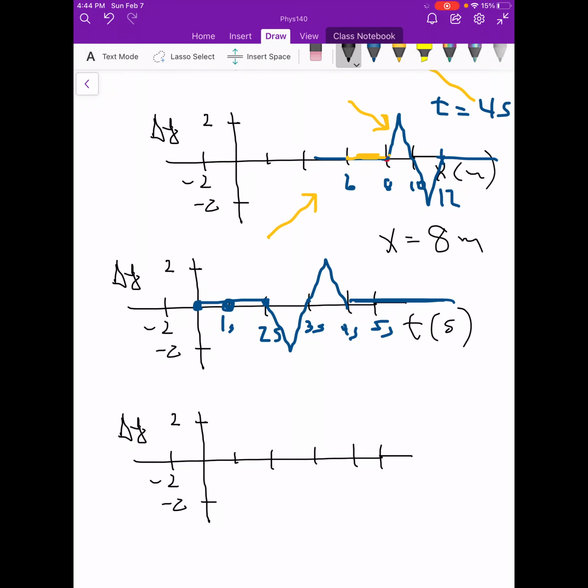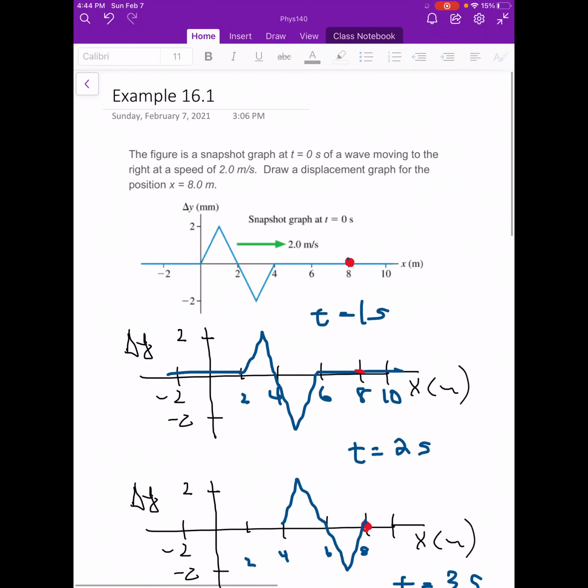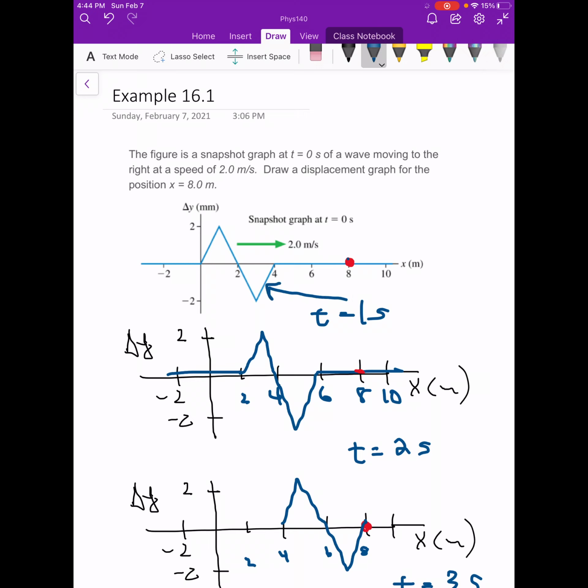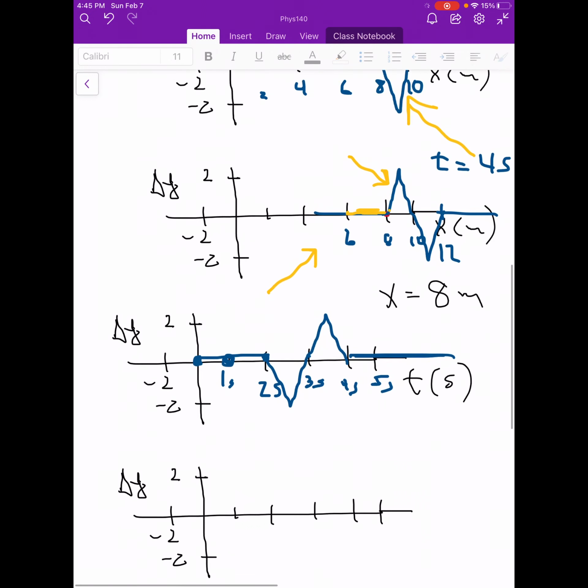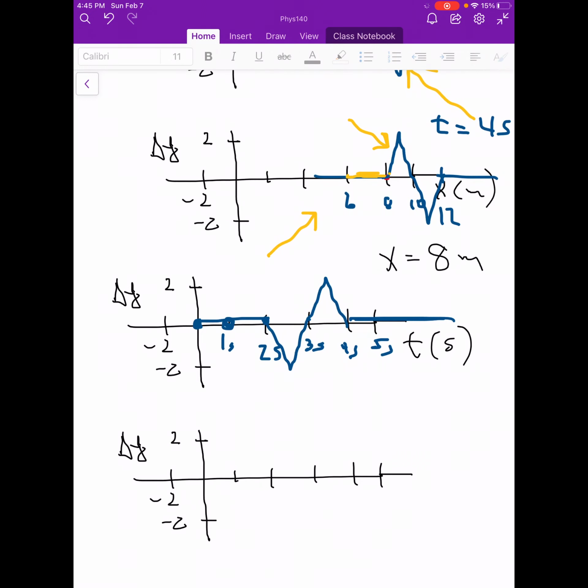And so we can notice that the shape is inverted, and that's because the leading edge, if I go back and look at my snapshot graph right here, this is my leading edge right here, and so this has got to go through 8 first before the back end does. And so since this goes through first, the bottom goes first, that's earlier in time, and so that's why we see that the graph is flipped for my last graph here for the displacement or history graph.